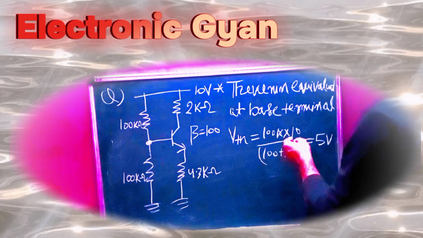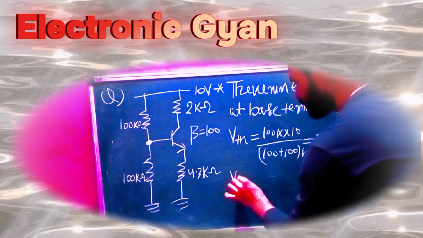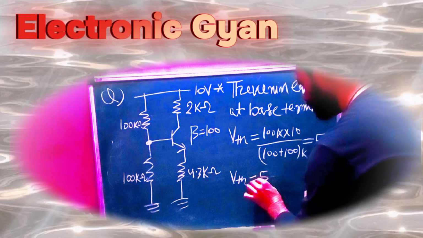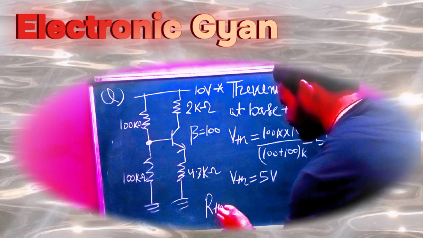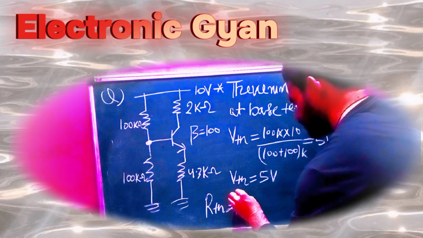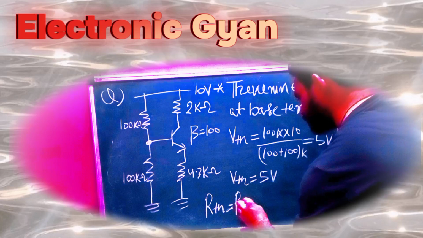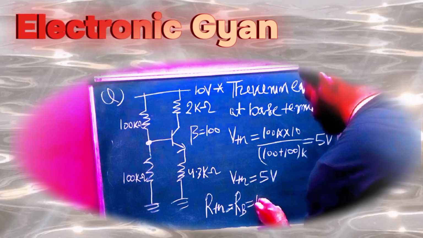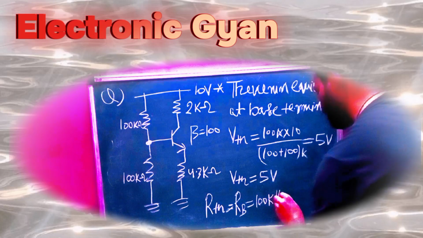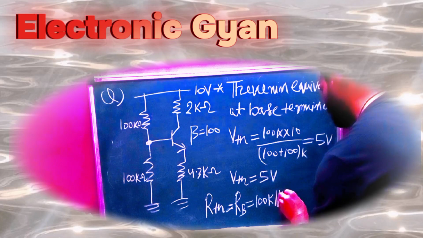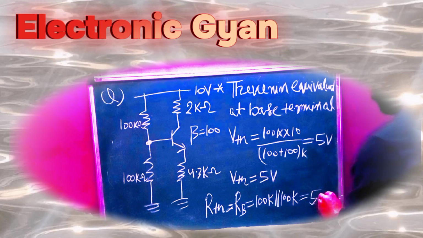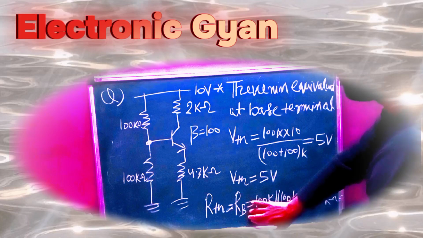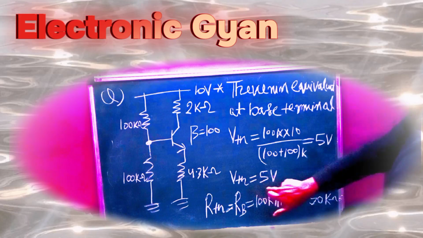So VTH is nothing but 5 volt. And RTH is what? RTH here is nothing but the base resistance, which is nothing but 100k parallel 100k. 100k parallel 100k is equal to 50 kilo ohm. This is my base resistance, meaning RTH is 50 kilo ohm and VTH is 5 volt.